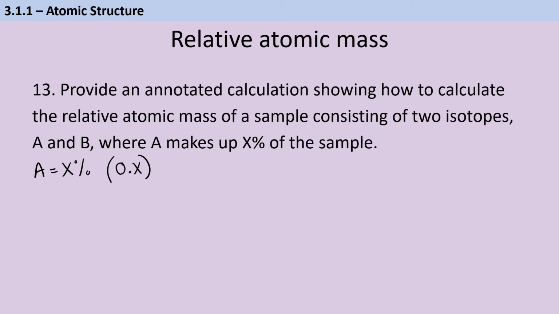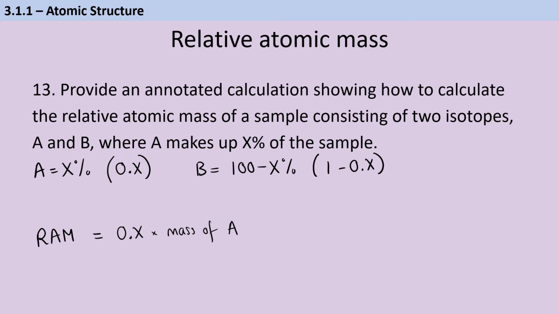You could also do X over 100, and that would be functionally the same thing, but this is just my preferred way of working. And so if A makes up X% and we know that there are only two isotopes, then B must make up 100 take X%, or we could express that as 1 take away 0.x if we're going to work in decimals. So then our expression for the relative atomic mass of this sample would be 0.x multiplied by the mass of A plus 1 take 0.x, so in other words the abundance of B, times by the mass of B.